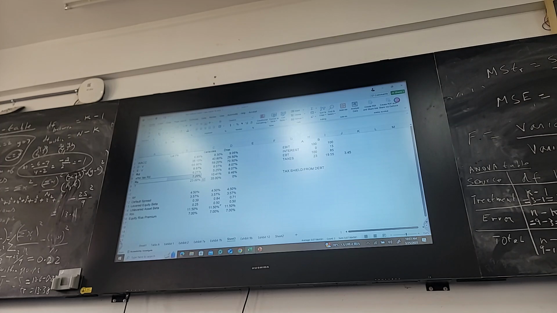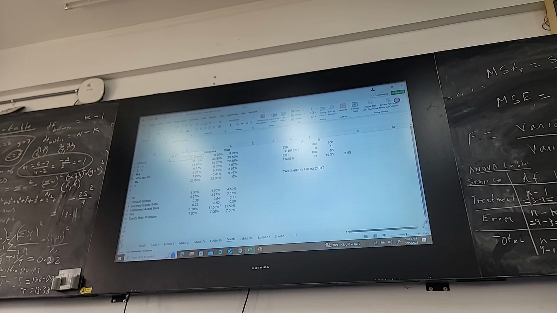Yes, so the cost of debt is higher than the cost of equity, which doesn't make sense. Because the debt investor is taking less risk than the equity investors. So how come they're taking less returns? So that's a bit of a problem.